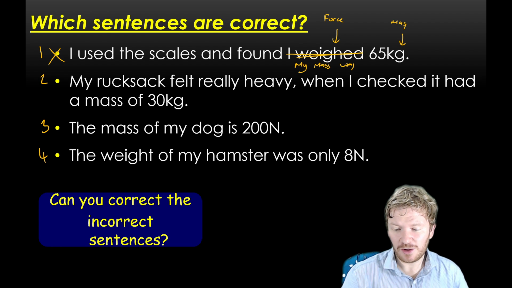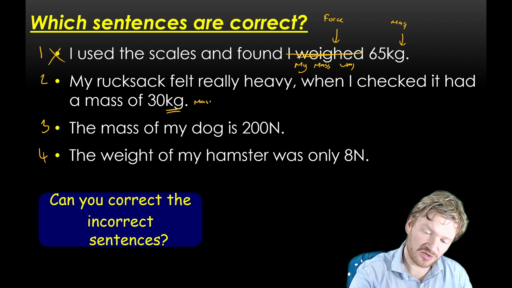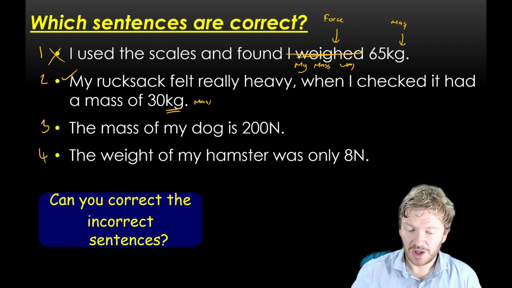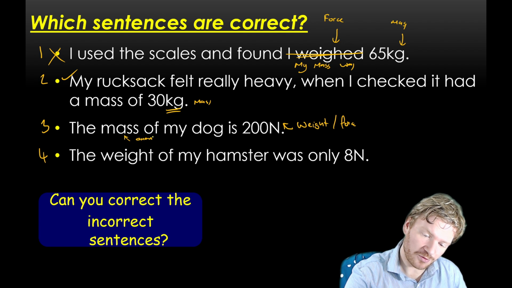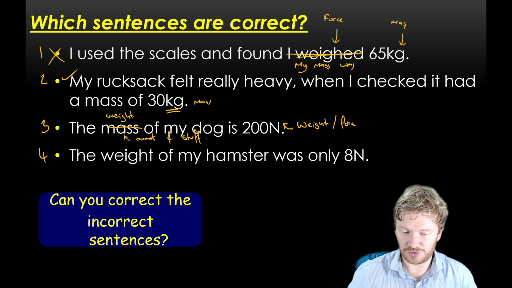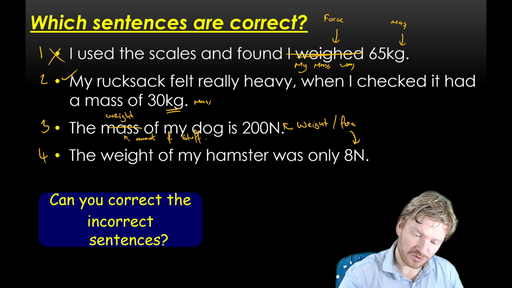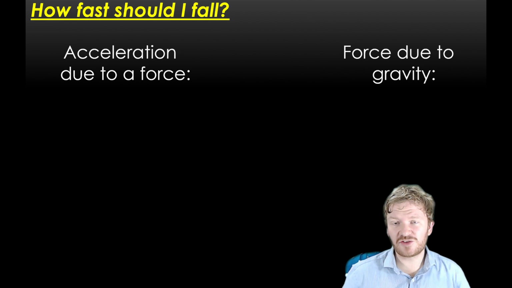So my rucksack felt heavy. When I checked it, it had a mass of 30 kilograms. Kilograms is the unit of mass, so this is correct. The mass of my dog is 200 newtons. Well, newtons is the unit for weight, as it's a force. Mass is an amount of stuff, so it's wrong. We could say the weight of my dog is 200 newtons. And the weight of my hamster was only 8 newtons. As I said before, weight is something that we measure in newtons, so that's fine. And 3 was wrong. This is a real key thing here.